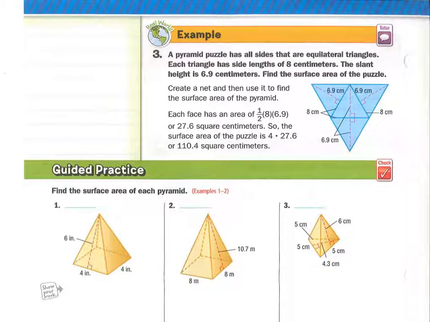Let's look at one last real-world example. A pyramid puzzle has all sides that are equilateral triangles. Each triangle has a side length of 8 centimeters. The slant height is 6.9 centimeters. Find the surface area of the puzzle.